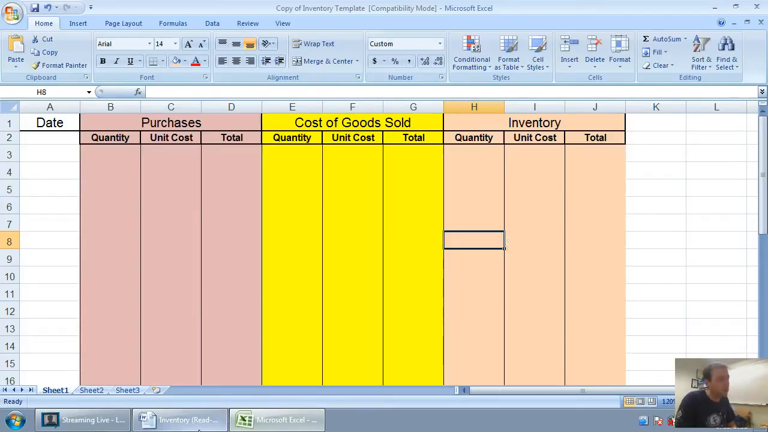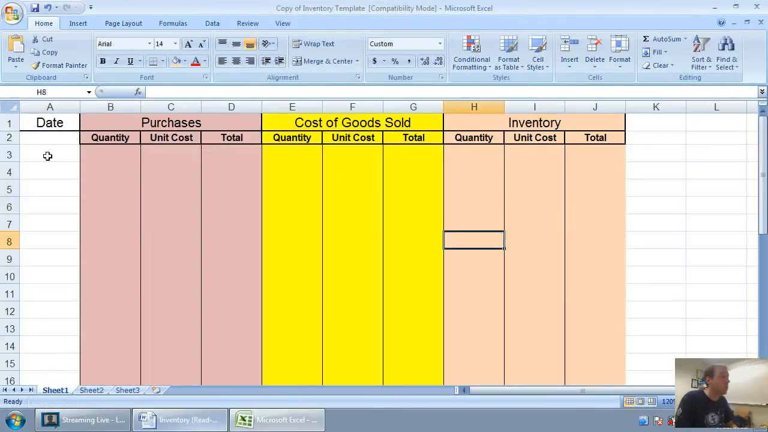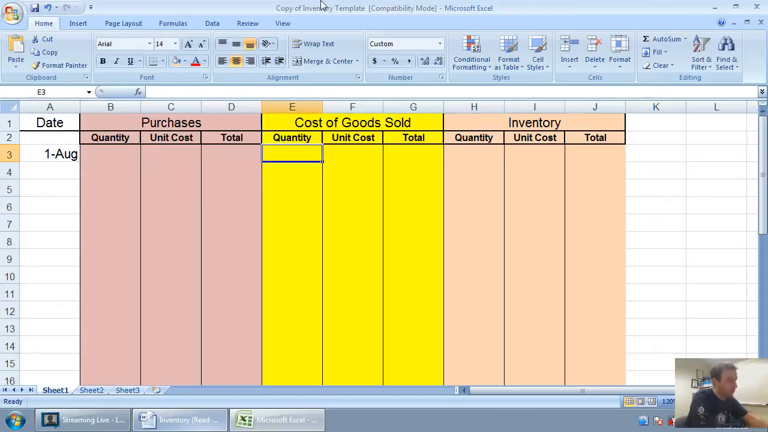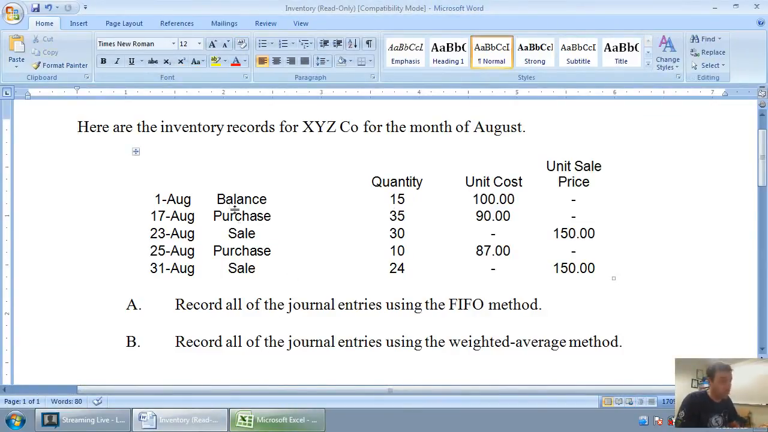So without any further ado, let's get started. Our beginning balance in inventory on August 1st was 15 units that cost us $100 each. So 15 units at $100 is $1,500 in inventory. Now I should date this. I'm going to date it August 1st. I've got to say to myself, did I make a purchase? Nope. Did I make a sale? Nope. I just have an inventory balance. I have 15 units at $100 each. I have $1,500 worth of inventory. So that's the first one in the bank.